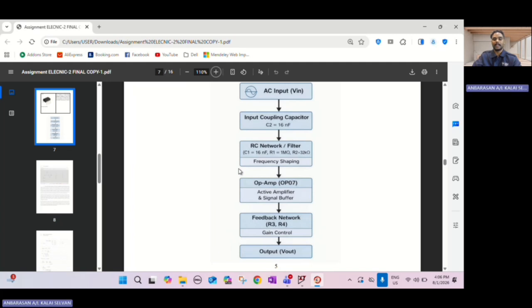The last one is the output, V out. This is the final output of the circuit. The output signal is clean, amplified, and suitable for further processing or measurement.